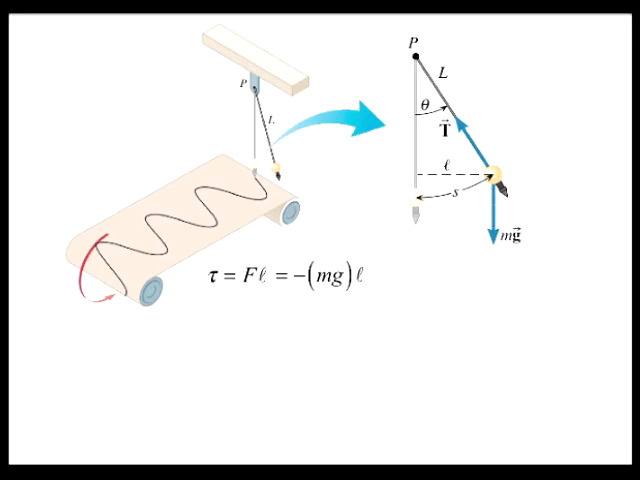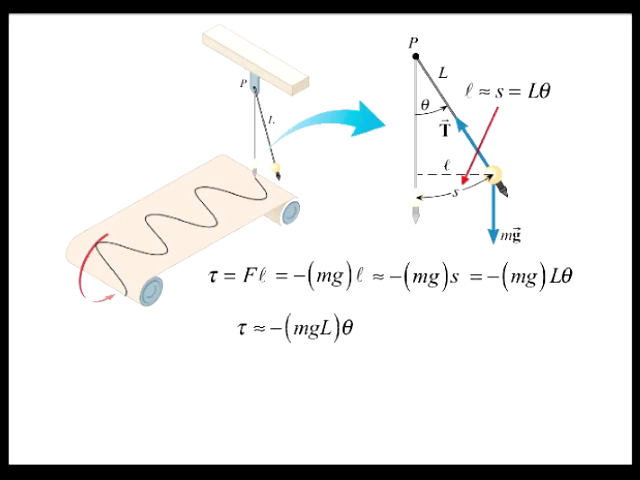For small angles, theta 10 degrees or less, the arc length S and the lever arm L are approximately equal. Since we are assuming small angles, we can say that L is approximately equal to S, which equals L times theta, for theta in radians. We can then write the torque as tau equals negative mgL, which is approximately equal to negative mgL theta, which equals negative k prime theta, where k prime is a constant equal to mgL. The equation tau equals negative k prime theta has the same form as Hooke's law.